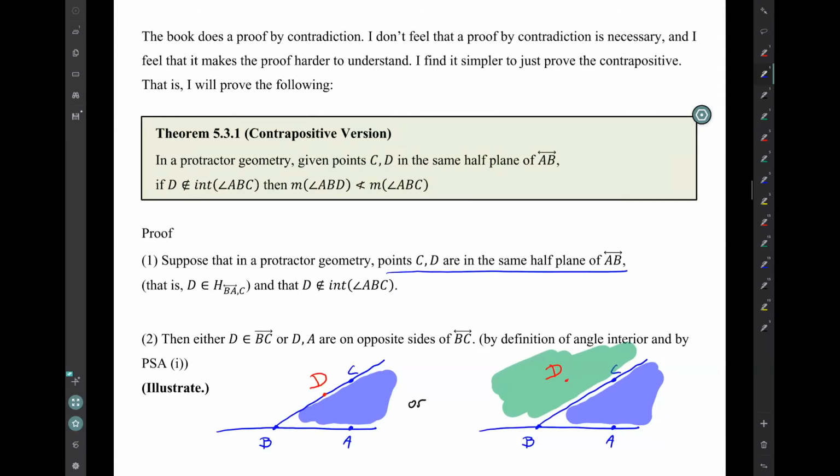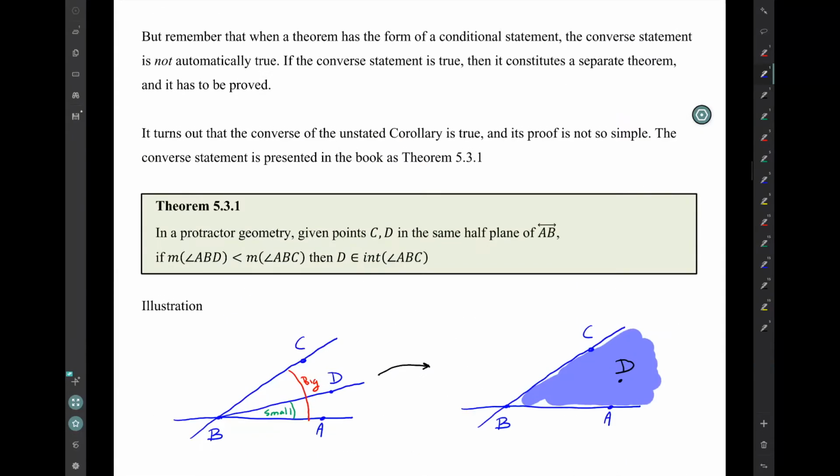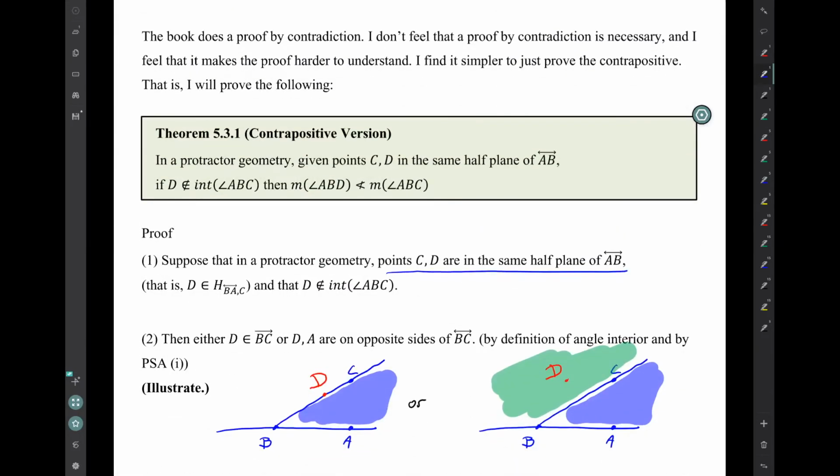So we proved that if D is not in the interior of the angle, then the measure of angle ABD is not less than the measure of angle ABC. And the reason we were proving that was it's the contrapositive of this theorem. If the measure of angle ABD is smaller than the measure of angle ABC, then D is in the interior. So compare my proof to the book's proof by contradiction. I find mine a little bit clearer.